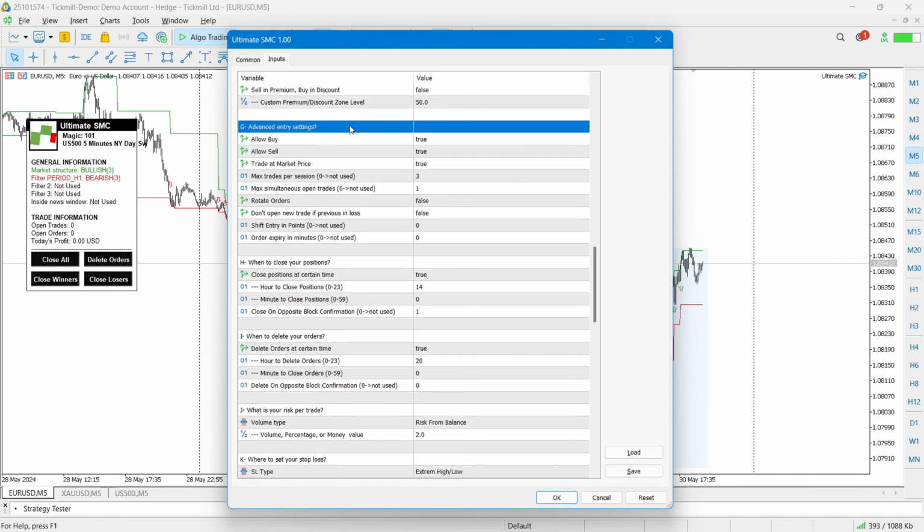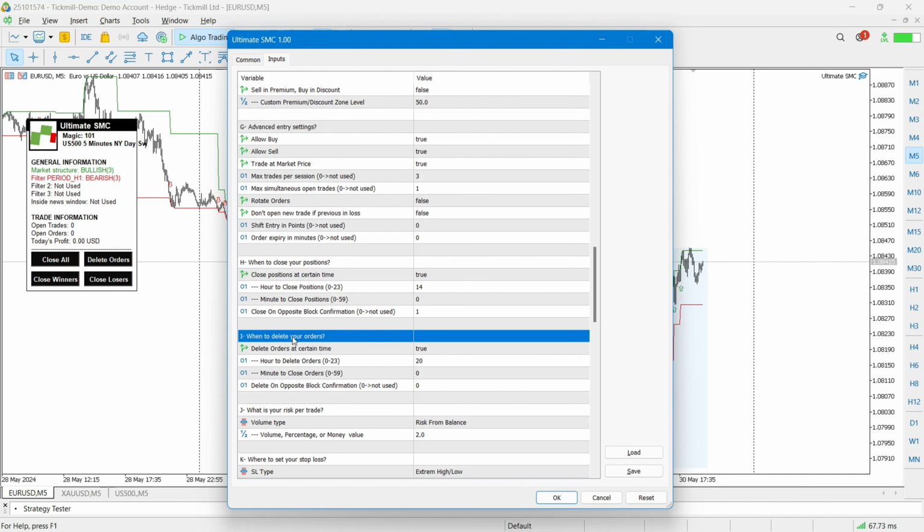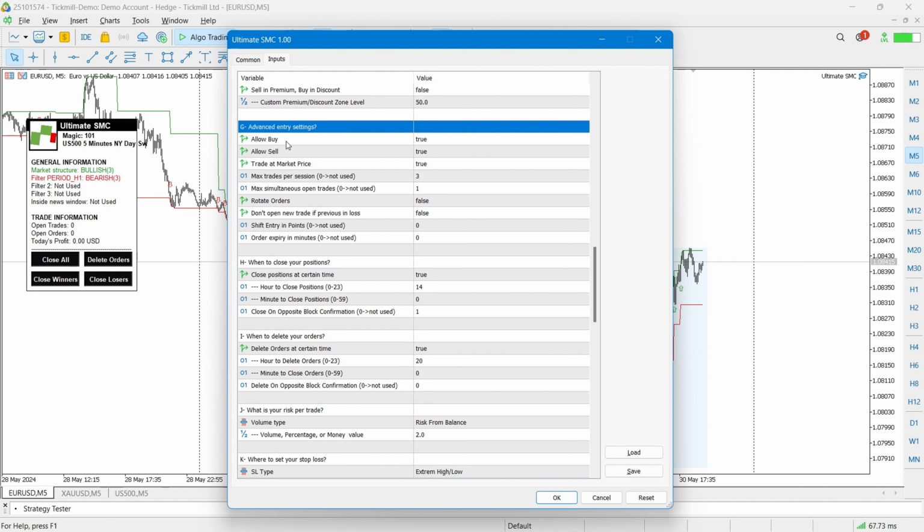This video will be short, however, I'm going to cover three different categories, which are advanced entry settings, when to close your position, and when to delete your orders. In the advanced entry settings, you have two flags, allow buy and allow sell, which allow you to trade in one direction or both directions.